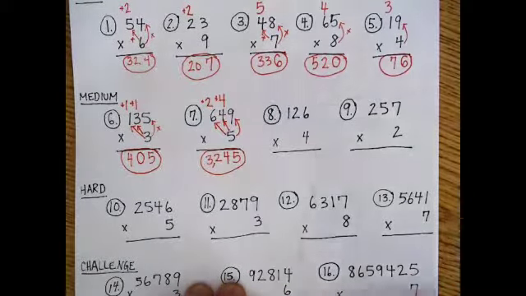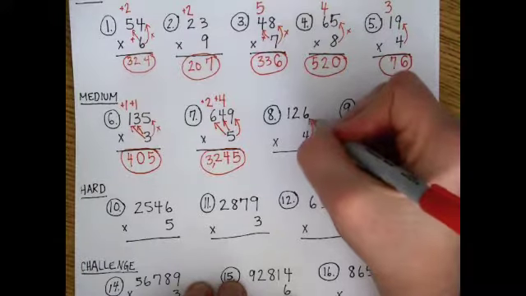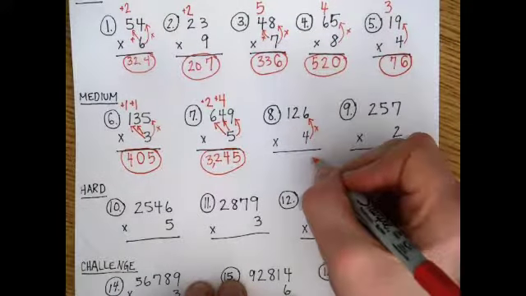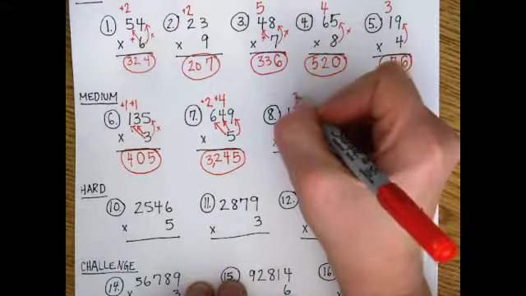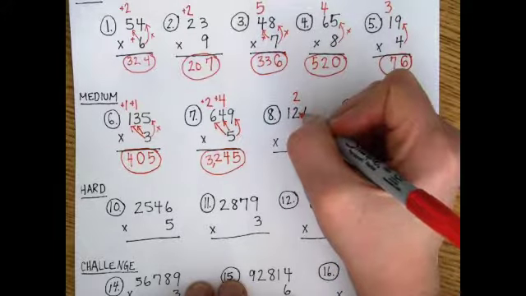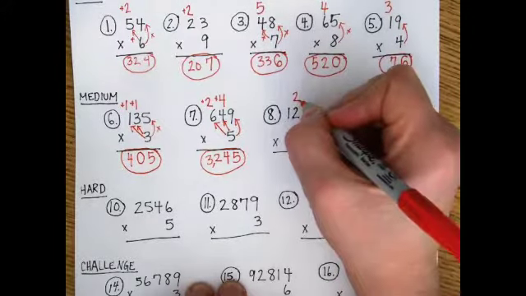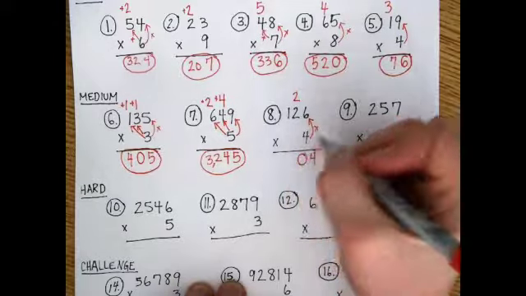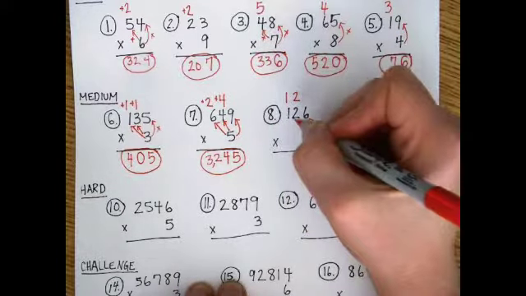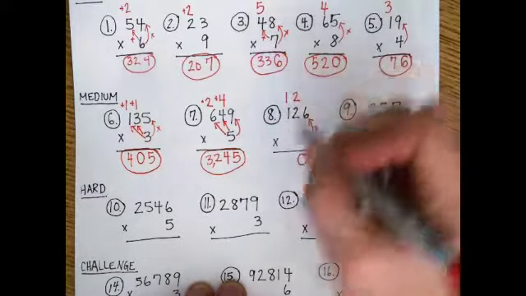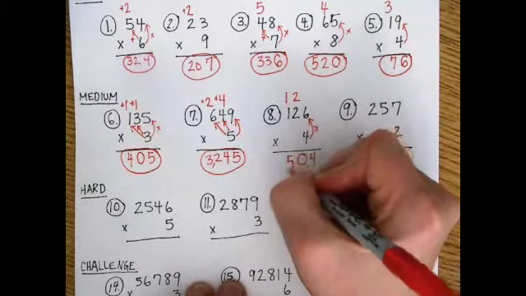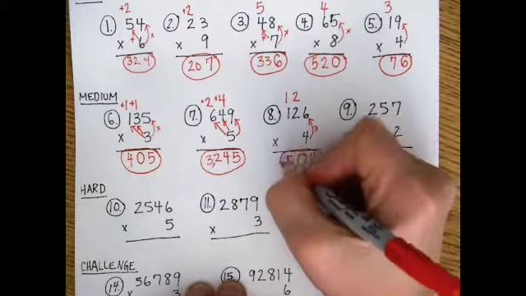For this next one, 4 times 6 is 24. Down the 4, carry the 2. 4 times 2 is 8. Plus 2 is 10. Put down the 0. Carry the 1. 4 times 1 is 4. Plus 1 is 5. The answer should be 504.